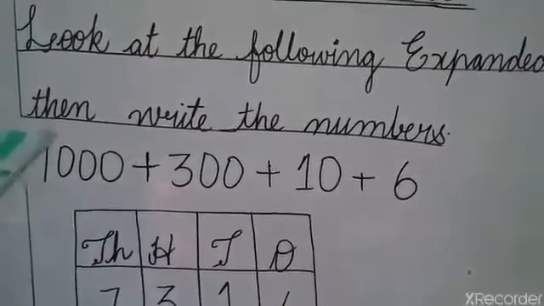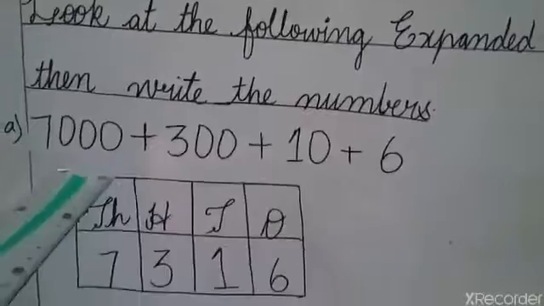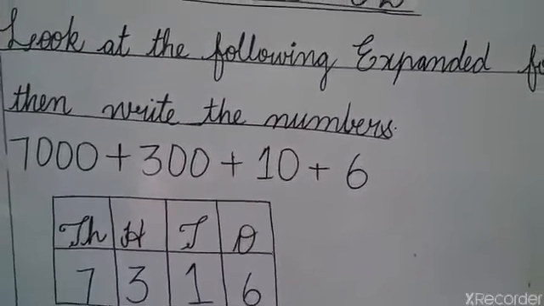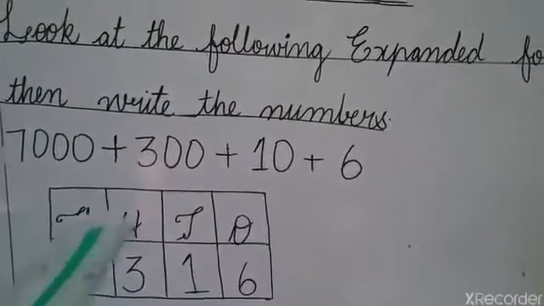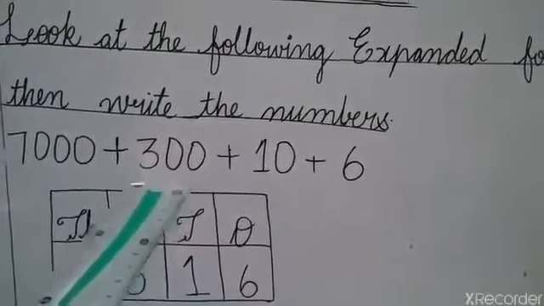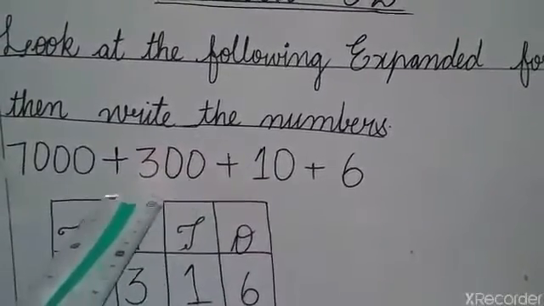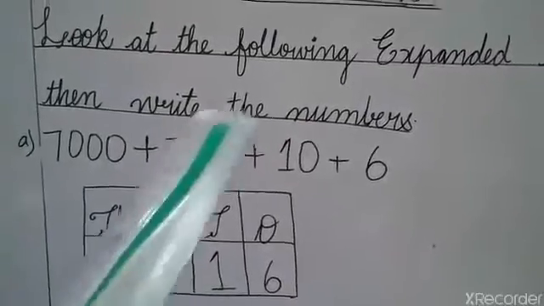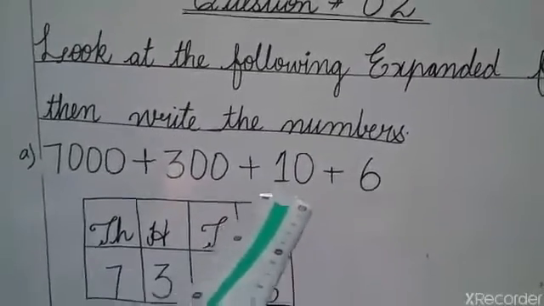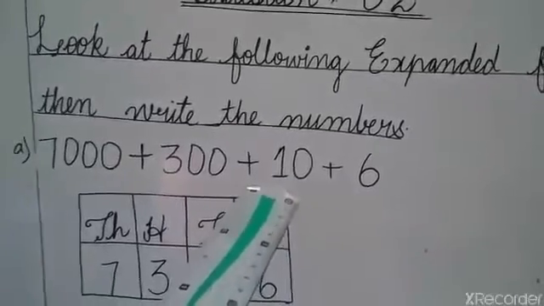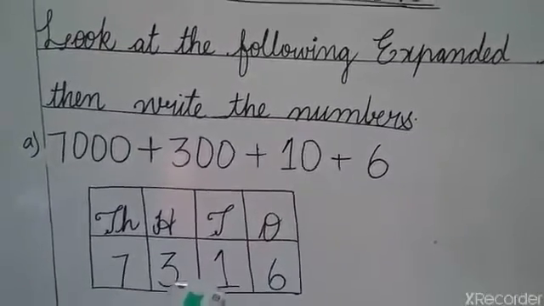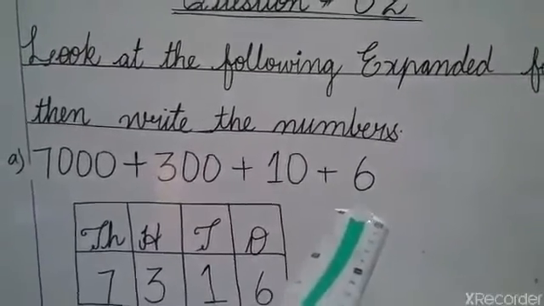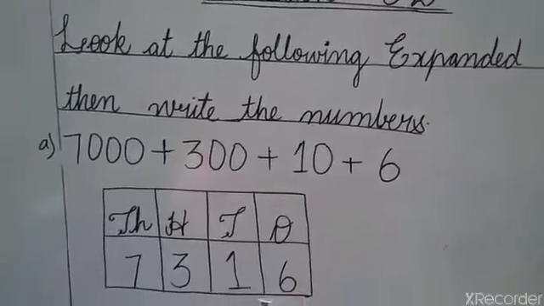First number is 7000. The place value of 7 is 1000. We write 7 in the column of 1000. Next number is 300. The place value of 3 is 100. So we write 3 in the column of 100. Next number is 10, and the place value of 1 is tens. We write 1 under the tens. Next digit is 6, and the place value of 6 is ones. We write 6 under the ones.